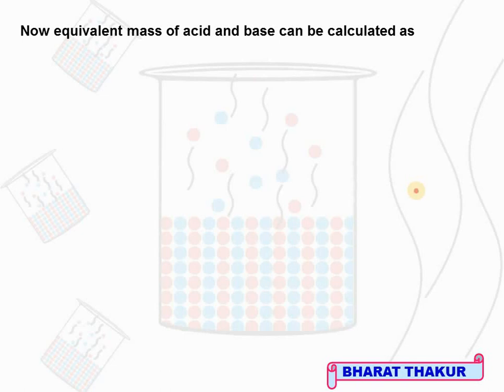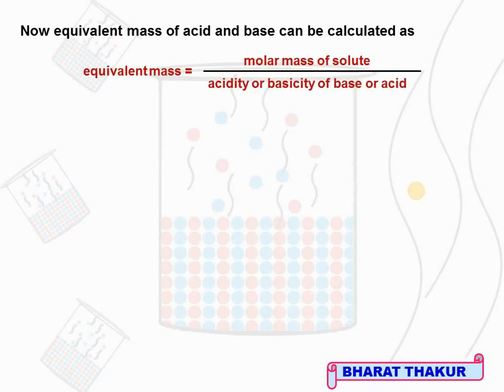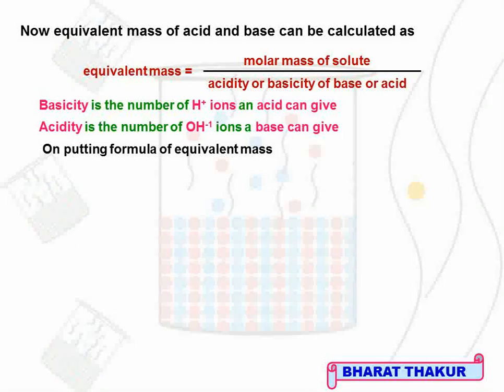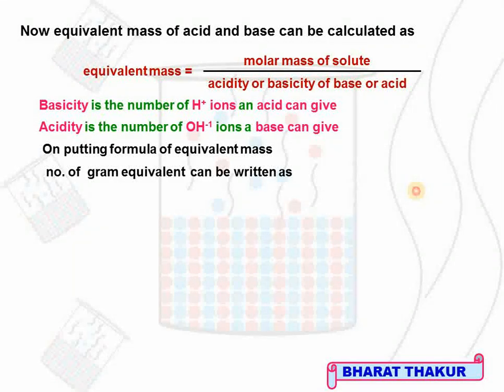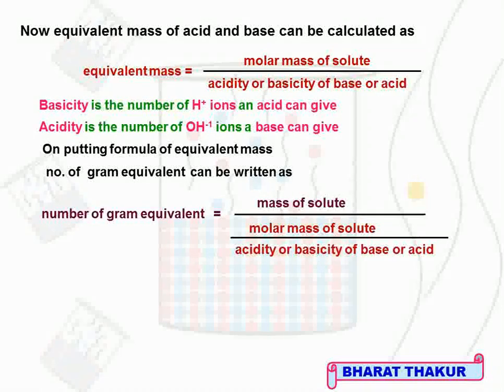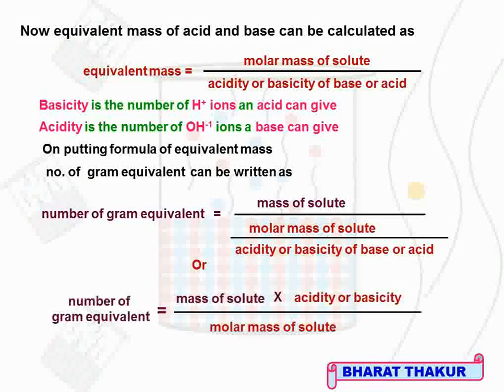So the equivalent mass of acids and bases can be calculated as the molar mass of solute divided by the acidity or basicity of the acid or base. Now, basicity is the number of H positive ions an acid can give, and acidity is the number of OH negative ions a base can give. Putting this in the formula of equivalent mass, the number of gram equivalent can be written as mass of solute divided by molar mass of solute divided by acidity or basicity. On rearranging, we get the formula: the number of gram equivalent is equal to mass of solute multiplied by acidity or basicity divided by molar mass of the solute.